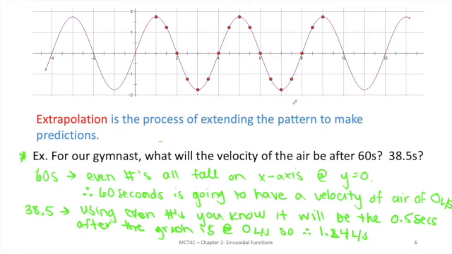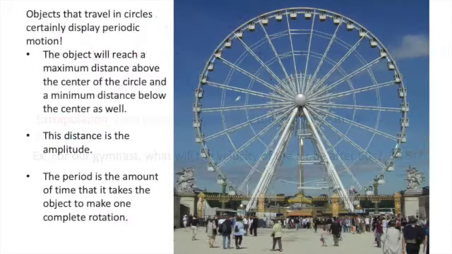So those are our definitions we're going to look at, and now we're going to look at the Ferris wheel and actually get into our sine graph, like specific sine graph, without using a gymnast, okay? So objects that travel in circles certainly display periodic motion, okay?